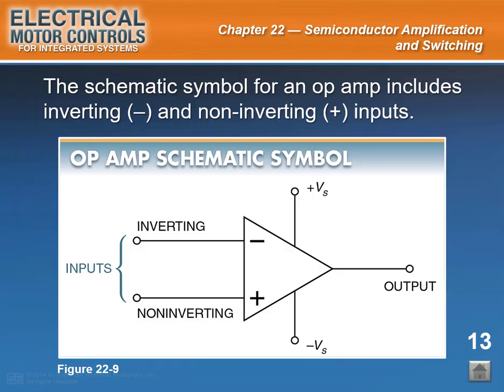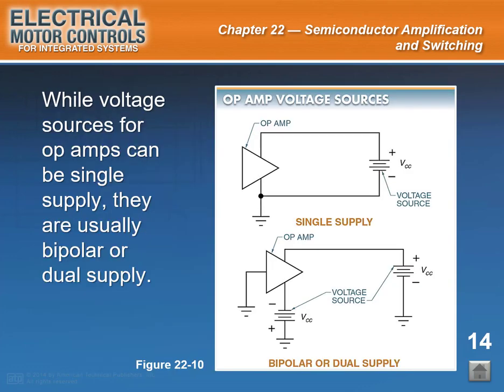The exception to the inverting input being at the top is when it would complicate the schematic symbol. In either case, the two inputs should be clearly identified on the schematic symbol by plus or minus symbols. End of slide 13. Start of slide 14. Slide caption: While voltage sources for op-amps can be single supply, they are usually bipolar or dual supply.